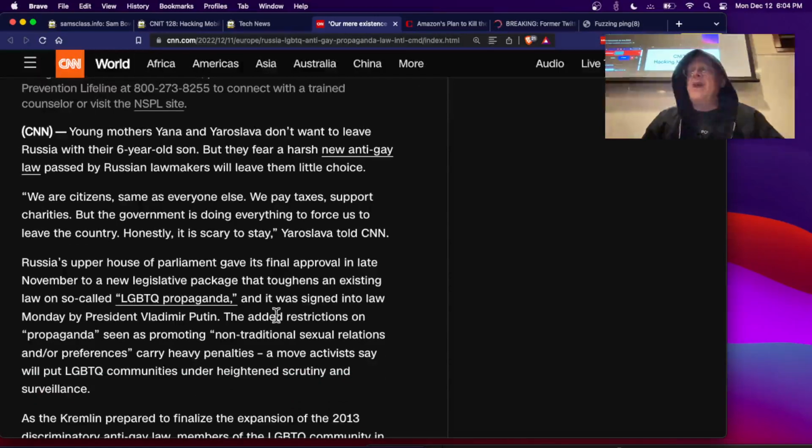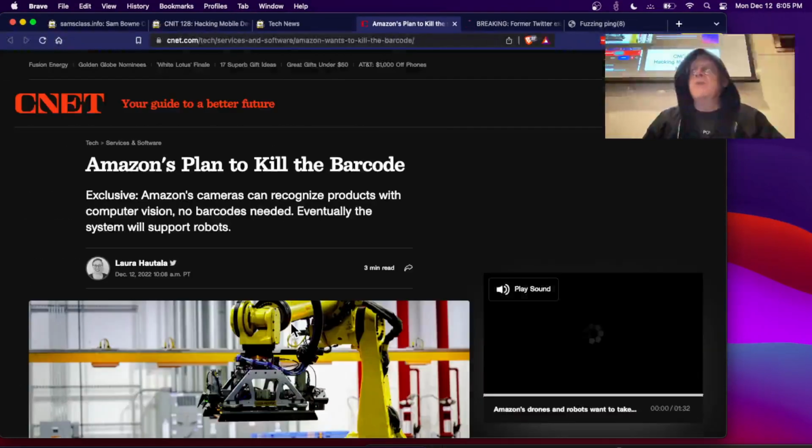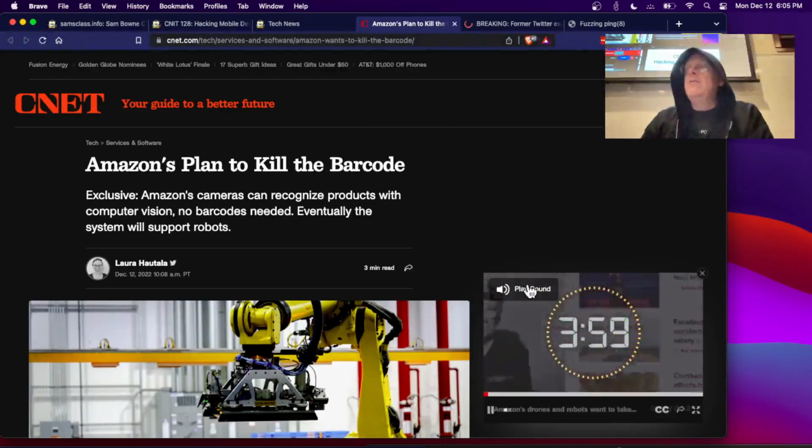There's a new legislative package. There's an existing law on LGBTQ propaganda, which is just a more extreme version of what has been done in Florida, just making it illegal to have gay people around, illegal for anybody to find out about gay people or talk about gay people. And, you know, we'll see what comes of it all. It's probably going to be worse in Russia than in Florida, for a while anyway.